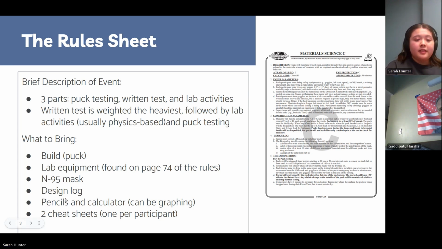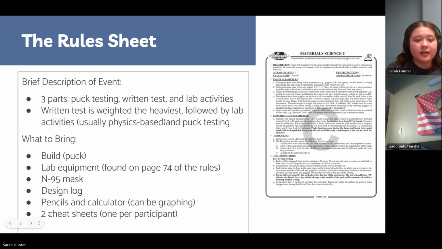The next thing: pencils and a calculator. Those are very important. They won't be providing these to you during the event. The calculator that you can bring can be a graphing calculator. Basically, any kind of calculator that you could think of should be okay to bring. But if you want specific rules on what you can bring, the rule sheet will also talk about the calculator. It's a class 3 calculator basically, but pretty much any calculator should work for this event.